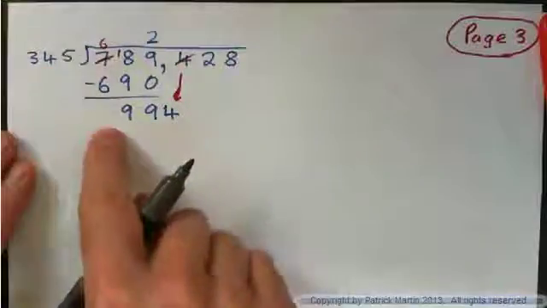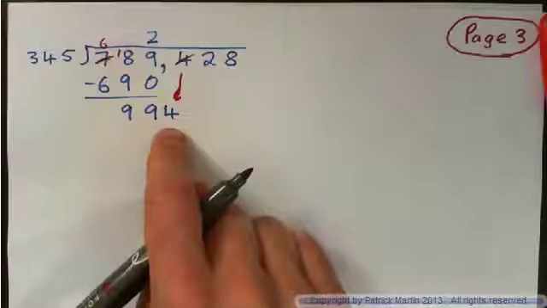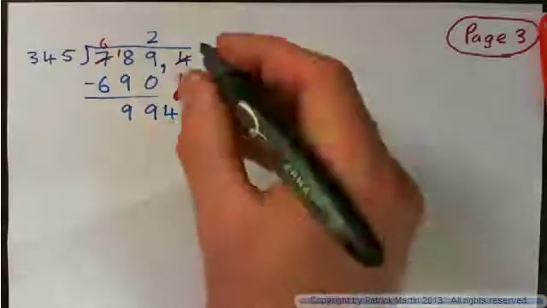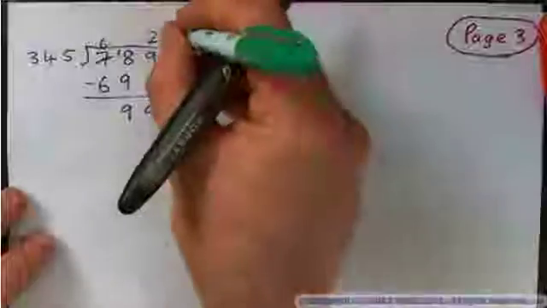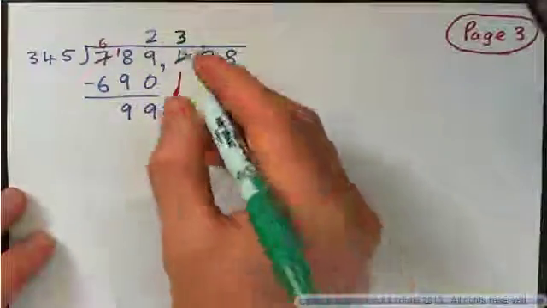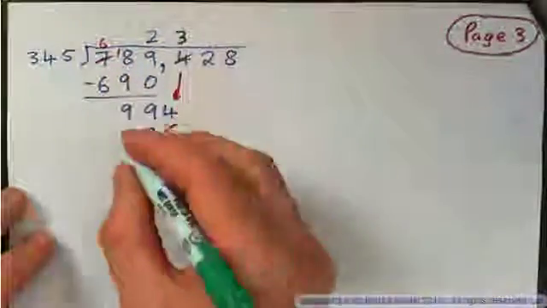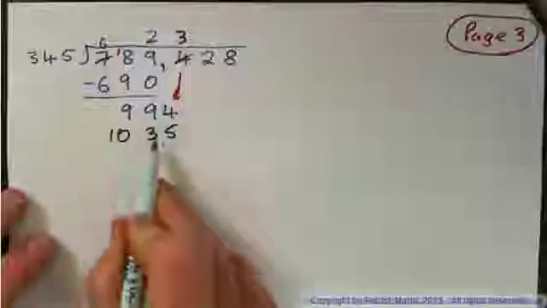So 345 into 994. Let's see. I'm going to guess 3 times. I may be wrong. Let's see. 3 times 5, 15. Carry 1. 3 times 4 is 12, and 1 is 13. Carry 1. 3 times 3 is 9, 1 is 10. Uh-oh, this number is too big.